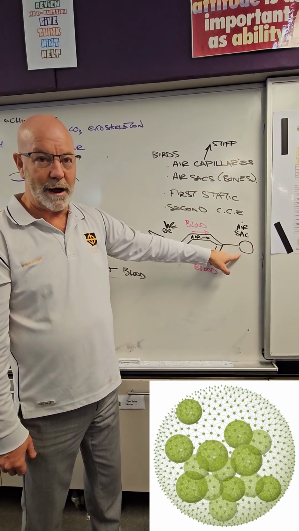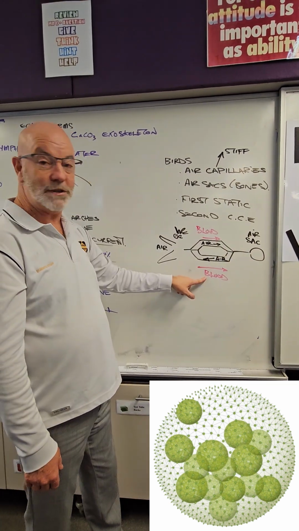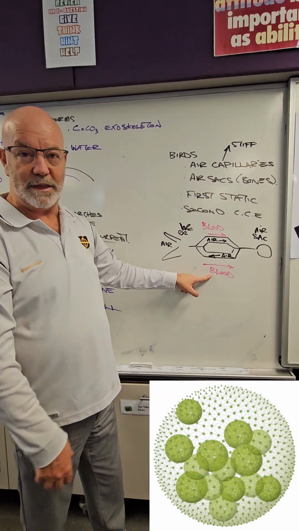Then the air sac contracts and pushes the air back against the blood, and so that's countercurrent exchange, and it extracts all of the oxygen out of the air.